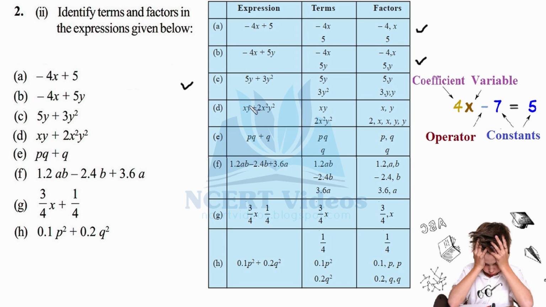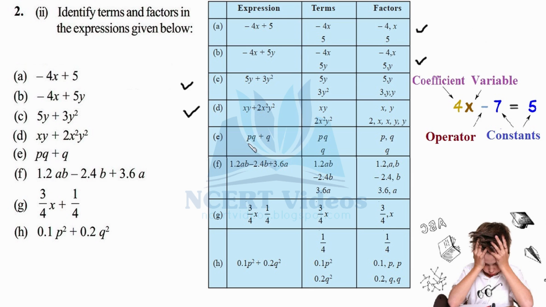D. xy plus 2x squared y squared. Again, we have 2 terms, that is xy. They are getting added up. Therefore, second term is 2x squared y squared. And factors in this are x and y. Therefore, writing x comma y. And in this 2, x is coming 2 times, y is coming 2 times. So now you got the idea.